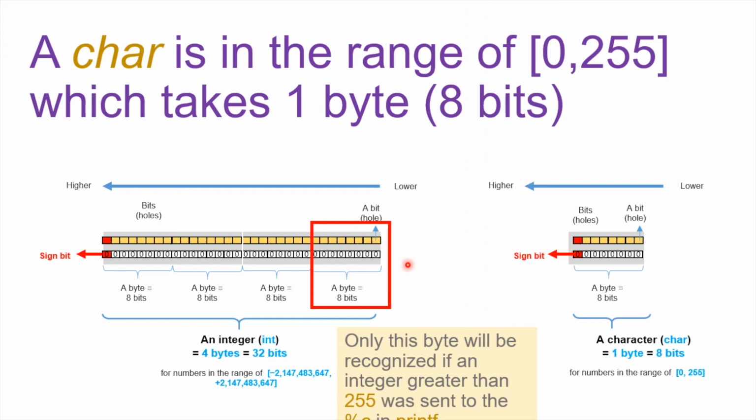For example, if you have the number 256, which is just 1 more than 255, in that case, in the memory, these bits will be 1, and the rest of the lower part of that byte will be all 0. So in that case, it will output the character corresponding to the number 0 instead of 256.